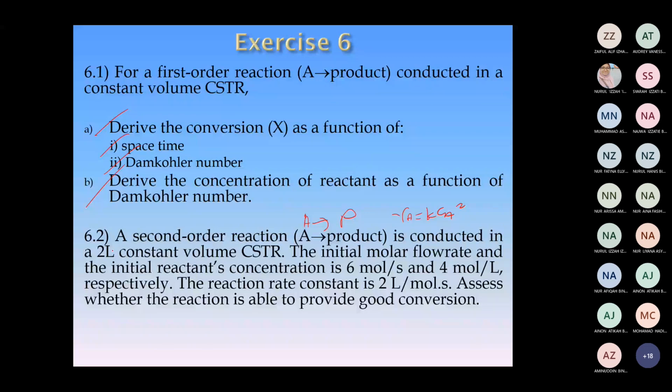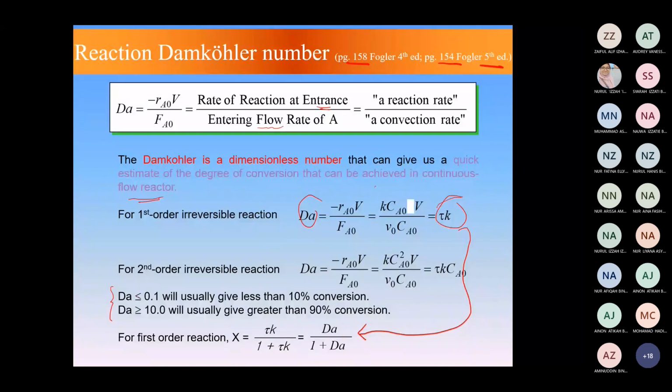So this is V. The initial molar flow rate and the initial reactant concentration are given. So this is the FA naught, and this is the CA naught. The reaction rate constant is 2 liter per mole second, so this would be the K. Assess whether the reaction is able to provide good conversion. Remember there's an indicator: if Da is more than 10, it usually gives greater than 90% conversion. If Da is less than 0.1, it is considered not a good conversion.